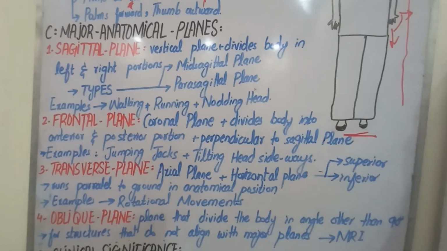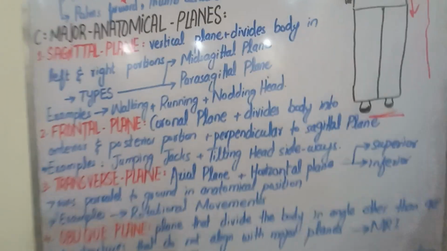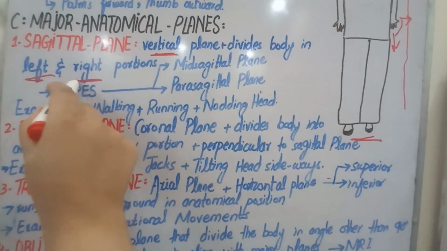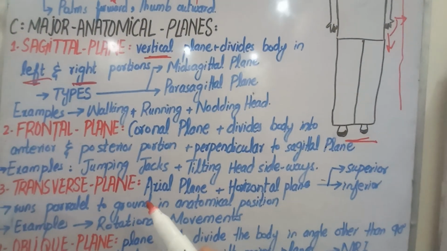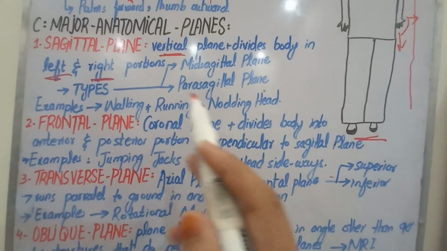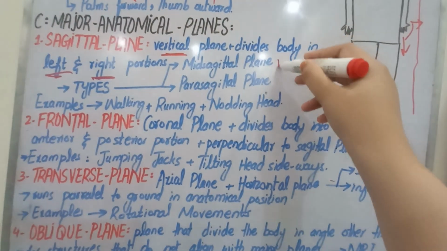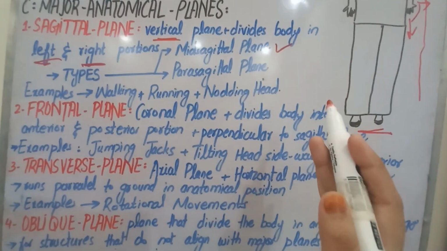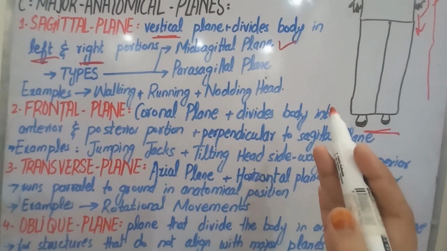So first is the sagittal plane. It is a vertical plane. It divides the body into left and right portions. So any plane that divides the body into left and right portions is a sagittal plane. The types of sagittal plane are the midsagittal plane, when the body is divided from the mid area or sagittal suture area, it is called the midsagittal plane.